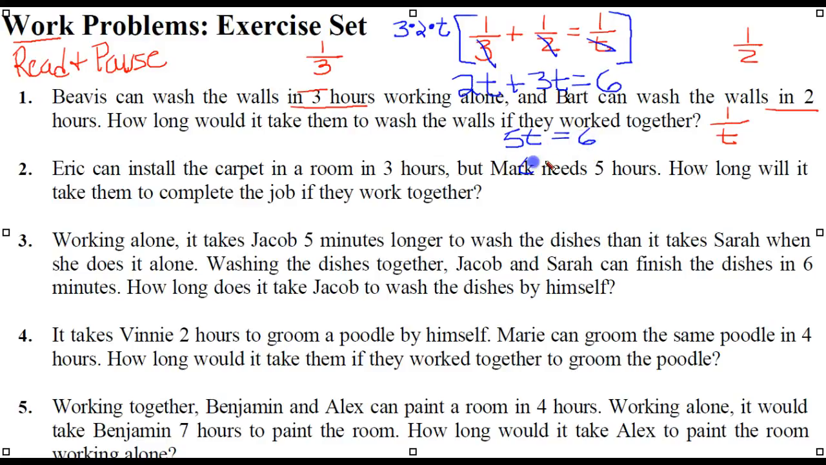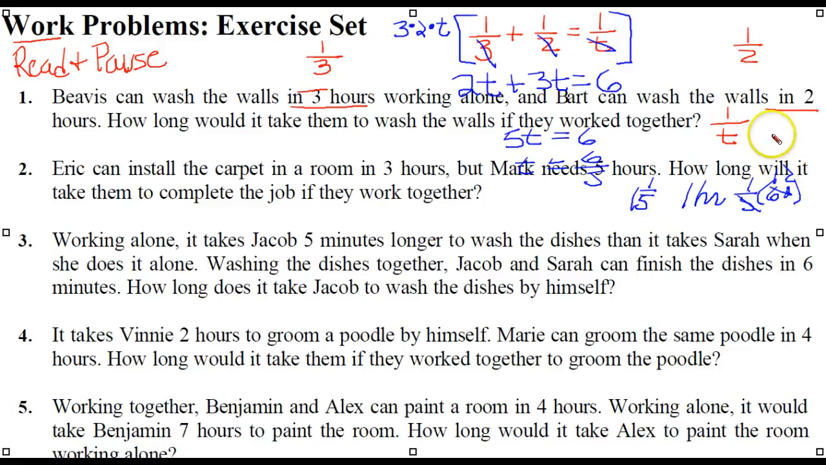So t is 6/5 hour. Now that's an improper fraction. If I want to change that, it would be 1 hour and 1/5. Now if I wanted to change that to minutes, that would be 1 hour. And what is 1/5 of an hour? Well, you would go 1/5 of 60 minutes, and that would be 12, so it would be 1 hour and 12 minutes.